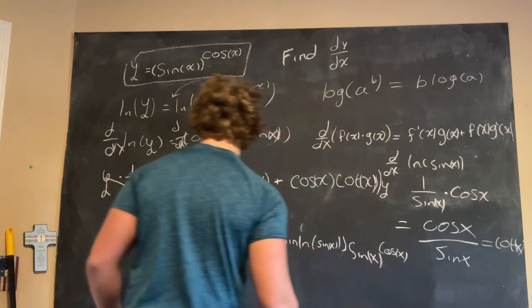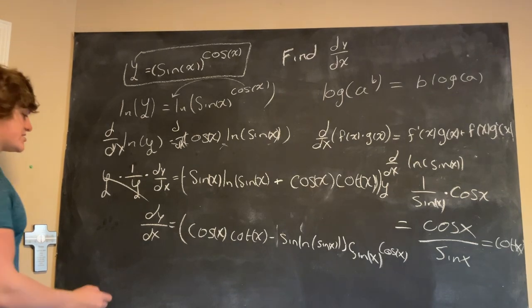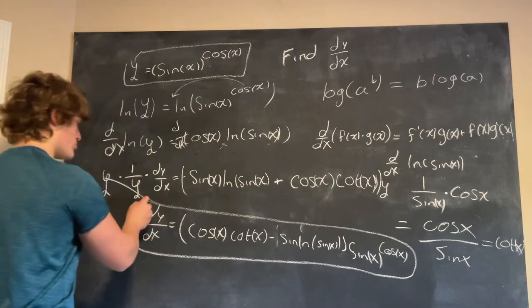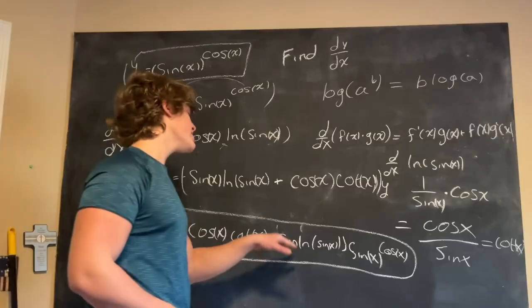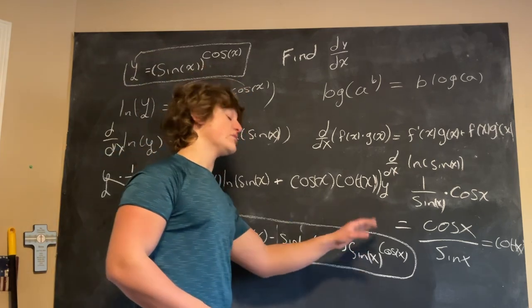And this is dy over dx. This is our answer. So our final answer is dy over dx is equal to, in brackets, cosine x times cotangent x minus sine x times ln of sine of x, all times sine of x to the cosine x.